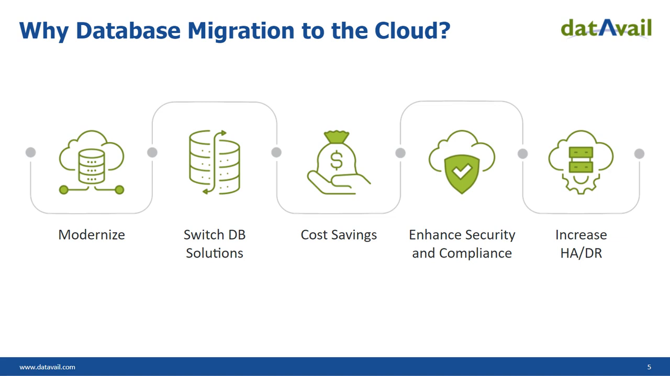And the last one we notice is the HADR. You can actually increase the HADR, the high availability and disaster recovery. Cloud databases have multiple data centers in different locations. They ensure that if one center experiences an outage, the others will still provide access to your data. This results in better reliability and minimizing the risk of losing access to your database in case of a disaster.